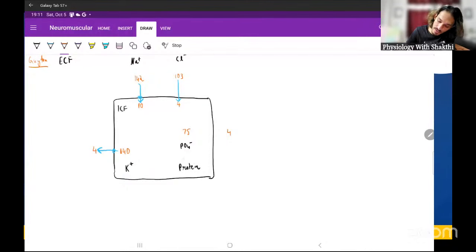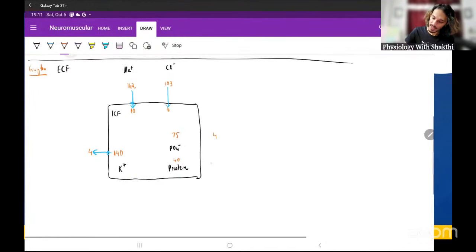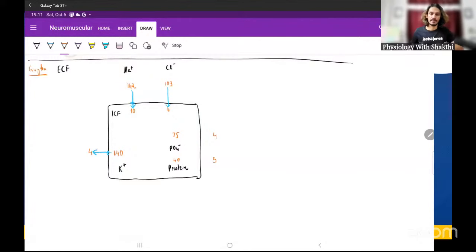Protein comes to around 40 milliequivalent per liter. If it is in gram per deciliter, it's around 16. So if it's in milliequivalent per liter, protein is 40 inside and outside it is 5. If I were to open up an ion channel for phosphate, phosphate would try to go outside. If I were to open up a channel for protein, protein would go out.